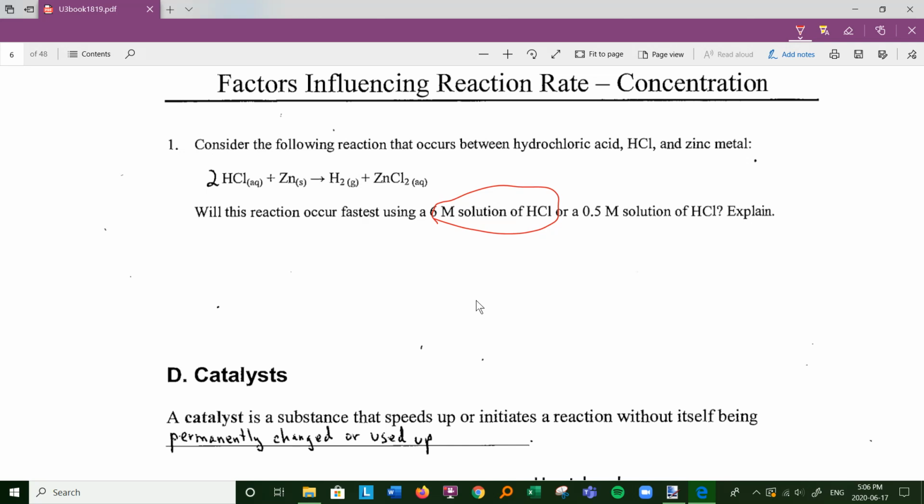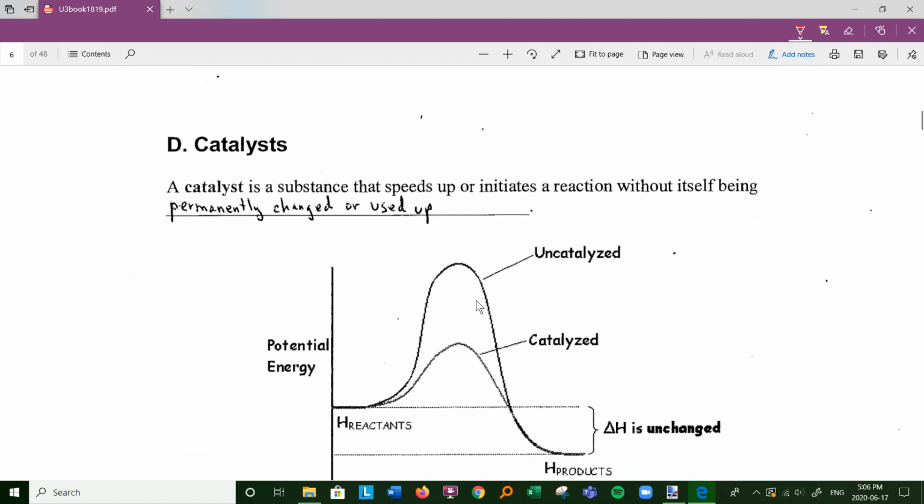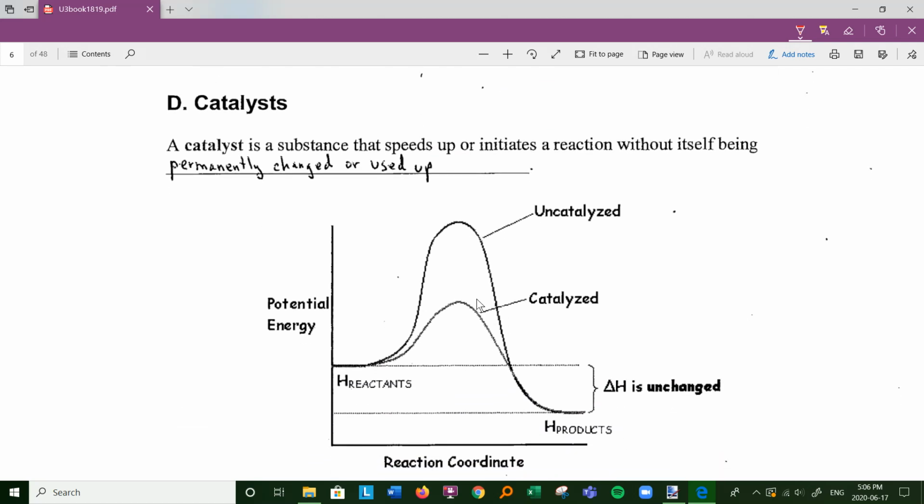Okay, so we surveyed through it, and we're going to return to concentrations later on in this chapter. Then we talk about catalysts. They're a way to speed up a reaction.